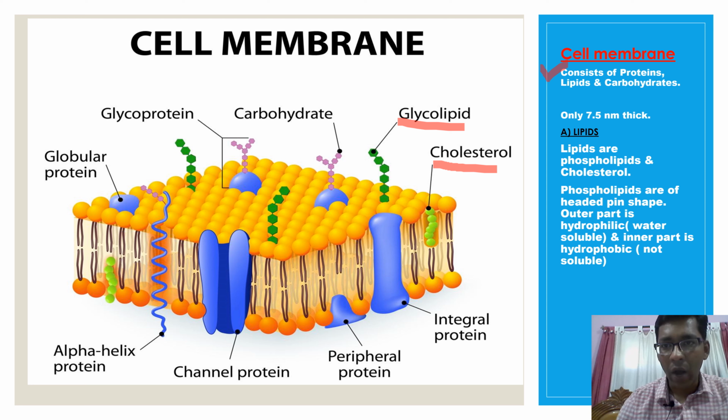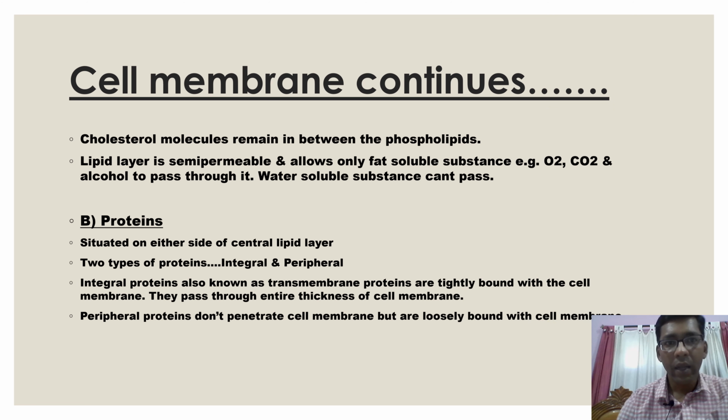So what is the meaning of outer part and inner part? Outer part means if it is a cell, this is the outer part. So in a phospholipid, the outer part is water soluble and the inner part is not soluble. Cholesterol molecules remain in between the phospholipids. So between two phospholipid molecules remains cholesterol. Lipid layer is semi-permeable and allows only fat soluble substances, that is oxygen, carbon dioxide and alcohol to pass through it. Water soluble substances cannot pass.